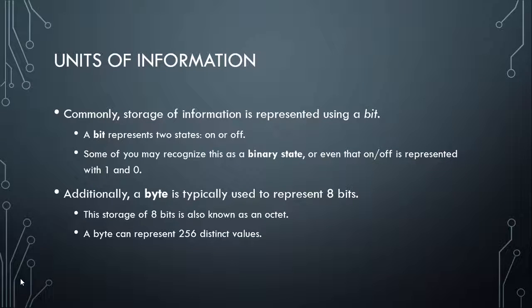A bit represents, of course, 2 states, on or off. Now, some of you might recognize this as a binary state, binary meaning that there's 2. And here, on/off is typically represented with a 0 and a 1. 1 meaning on, 0 meaning off.